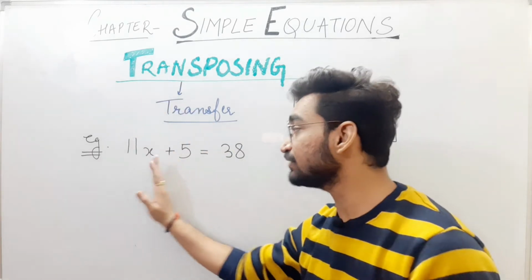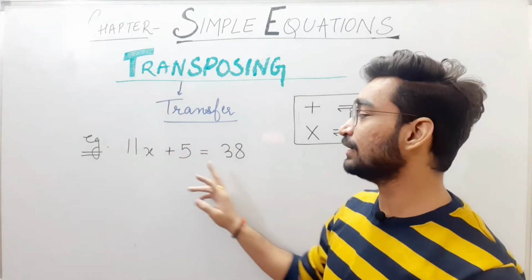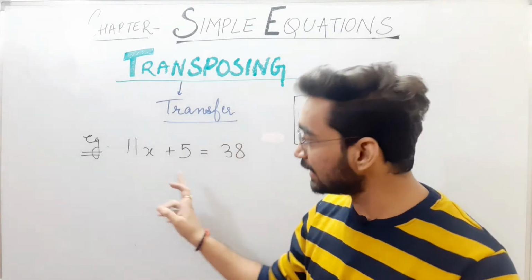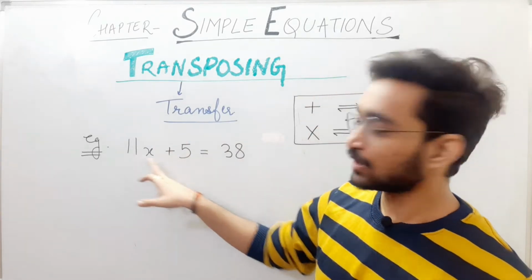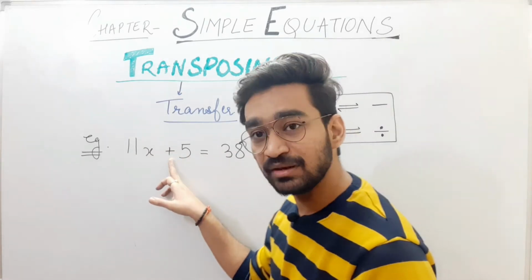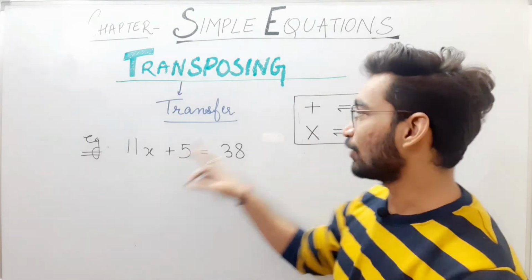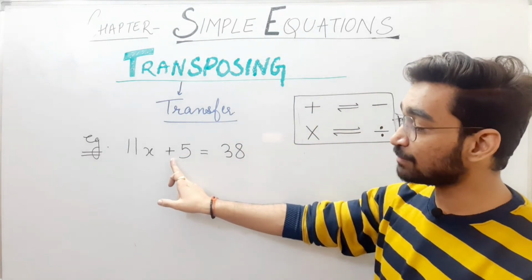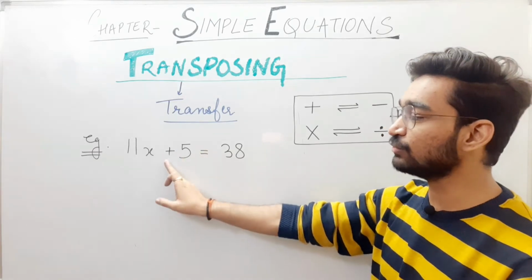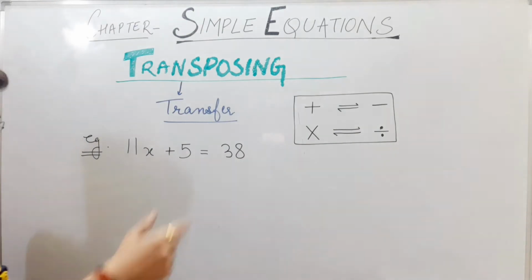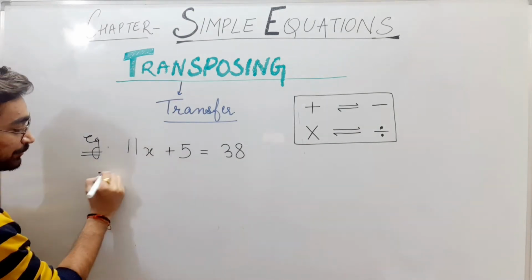So which number can jump from this side to this side very easily? Yes, 5, because this 5 is not in direct contact with the variable. So this 5 will jump from this side to the other side. But what is the symbol here? Plus. What is the opposite of plus? Minus. So this number will jump to the other side of the equals sign by changing its symbol from plus to minus.